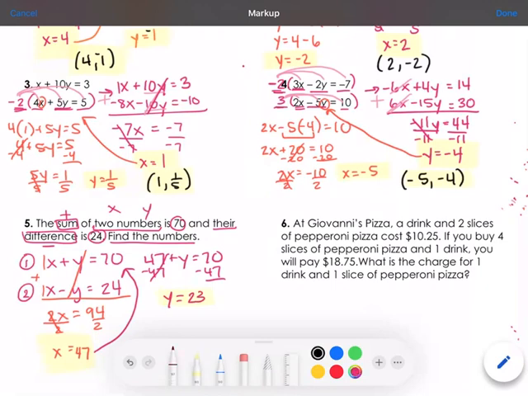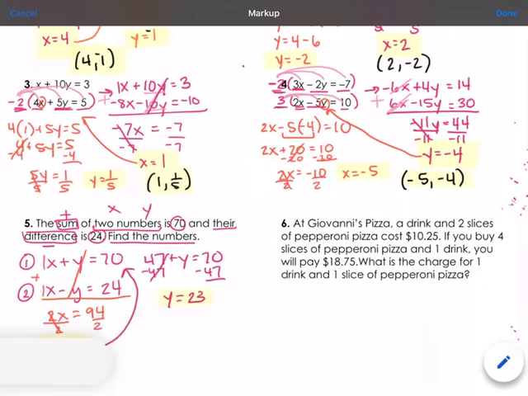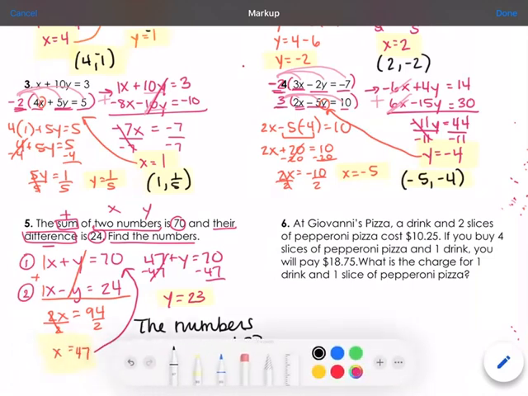All right, now we want to answer the question. It says find the numbers. So instead of writing my answer as an ordered pair, I'm just going to answer the question. So I'm going to say the numbers are 47 and 23.